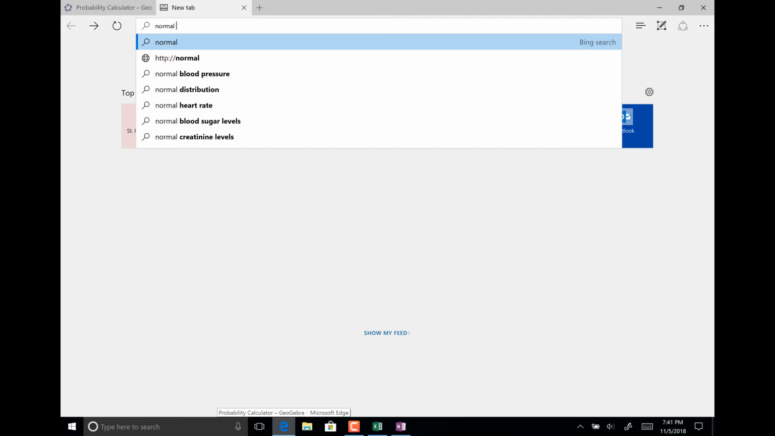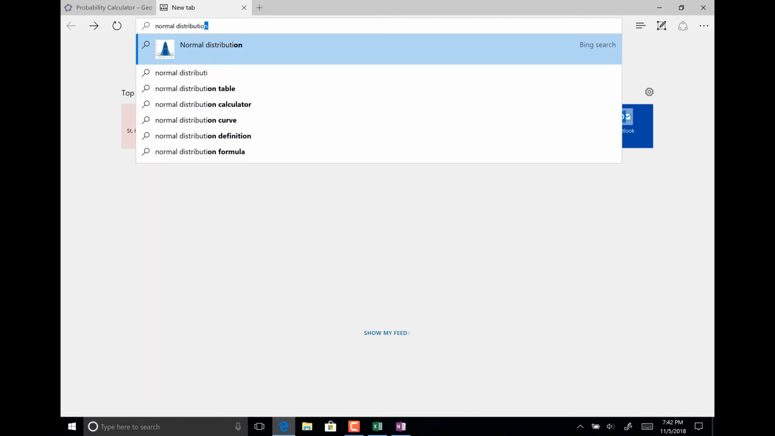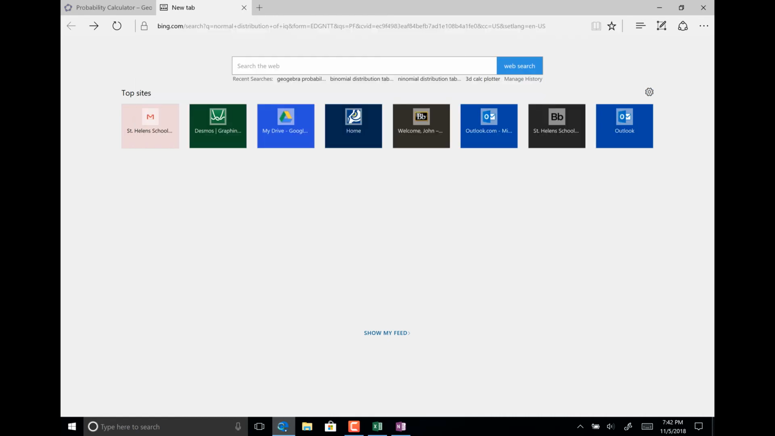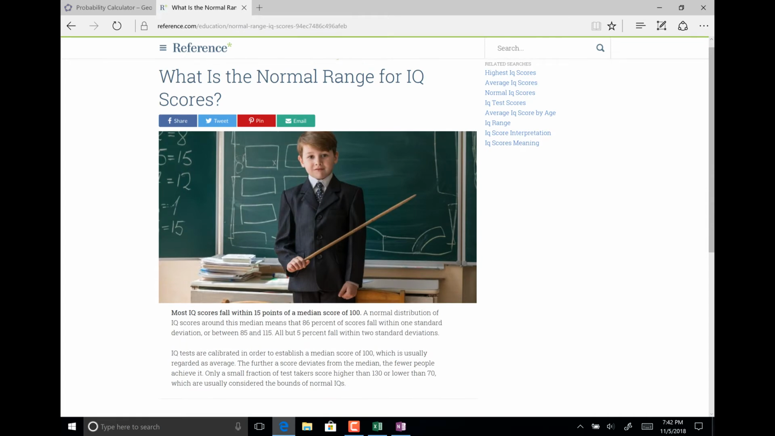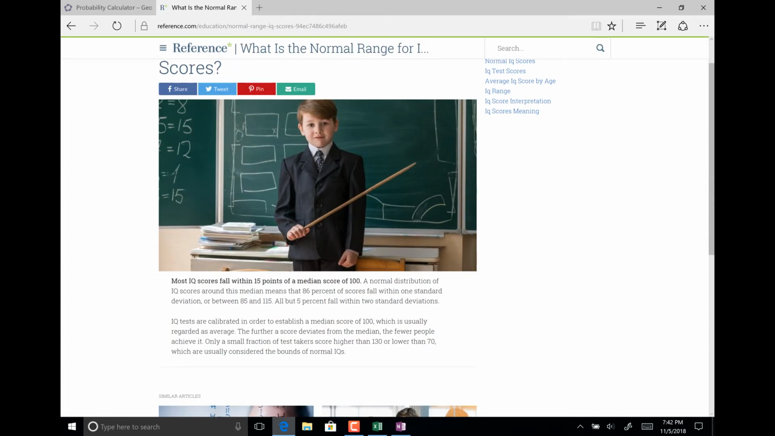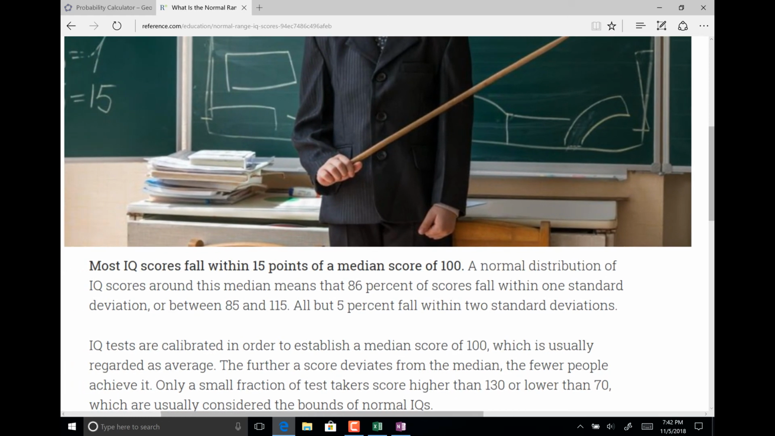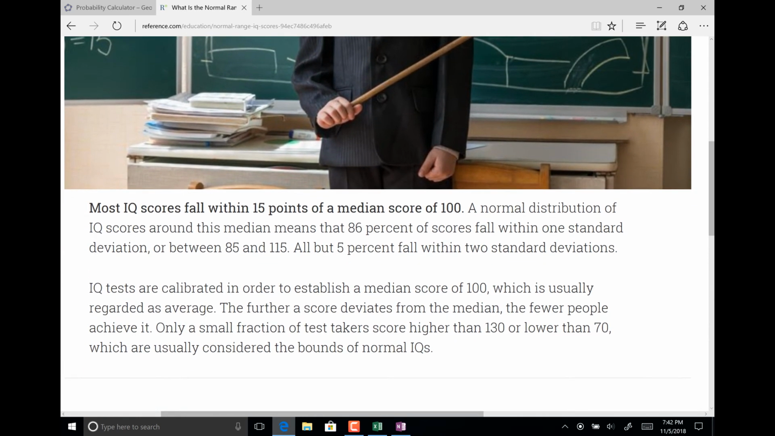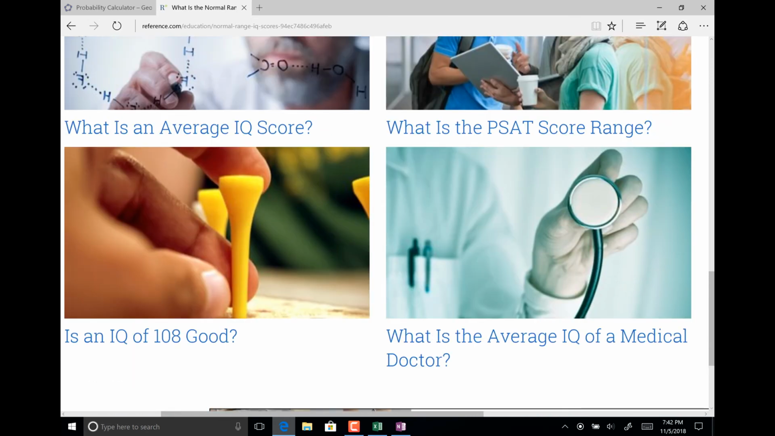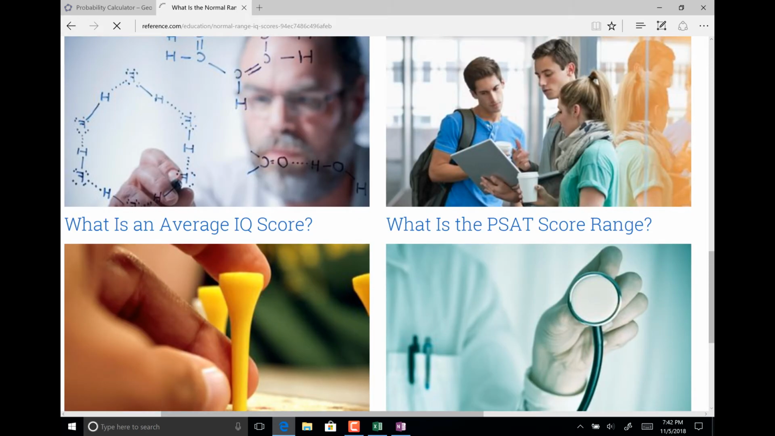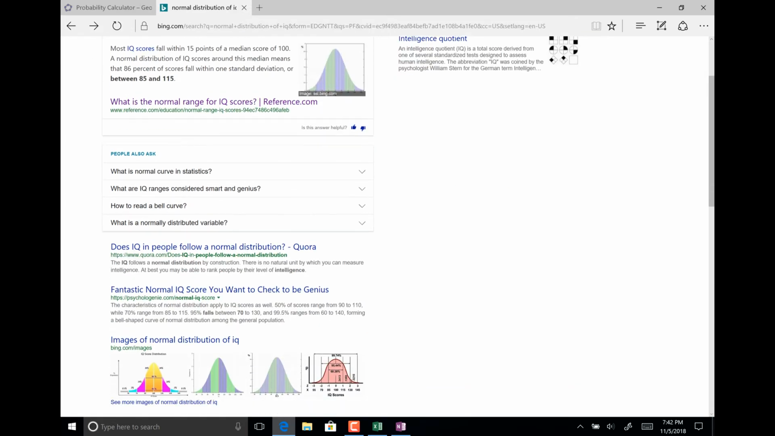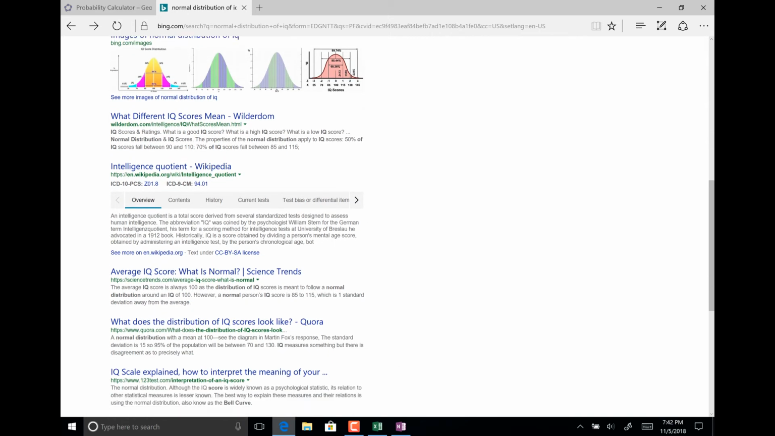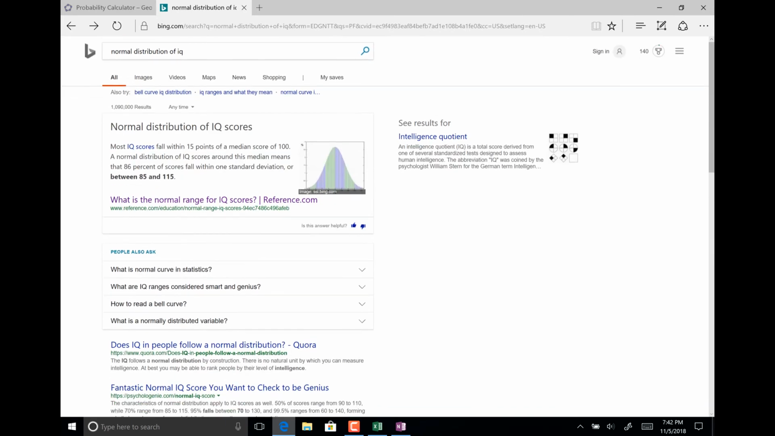Normal distribution. I saw this the other day somewhere, of IQs. And it says something like, most IQs are within 15 points of a median score of 100. Oh, this isn't the one I wanted. What is an average IQ score? Hang on, let's back up. I saw the one the other day where it actually told me the normal. Does IQ follow the normal? Yes, it does. Where is that? Let me just type it in differently.